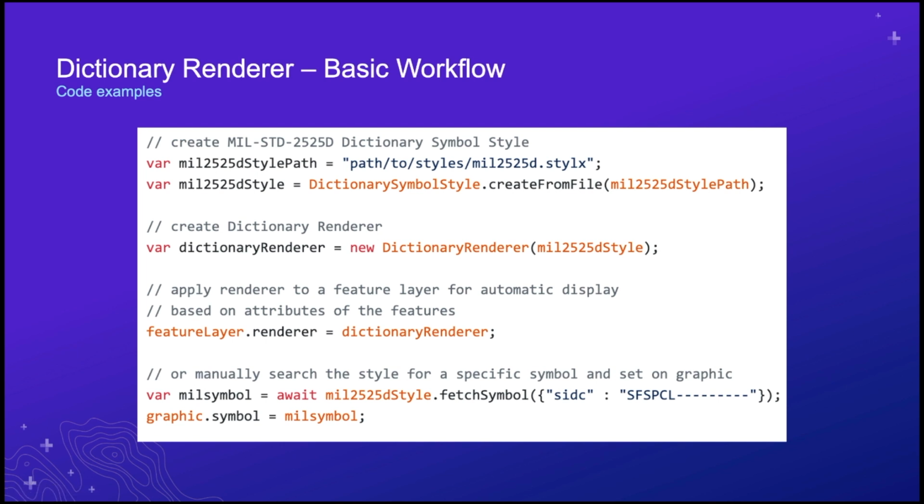The bottom 3 lines of code show how you can search for a specific symbol on the dictionary symbol style. This is a useful workflow in the case that you don't want to use a renderer, but you'd rather just get the individual symbol instance. In this case, we know the symbol ID code, so we simply call fetchSymbol and pass in key value pairs for the field and attribute value that we're looking for. This will return a symbol, and we can display the symbol on a graphic.